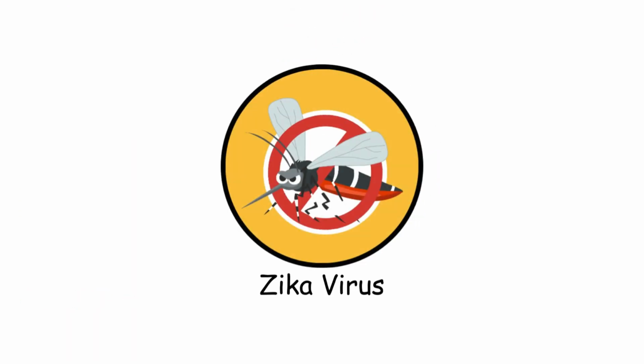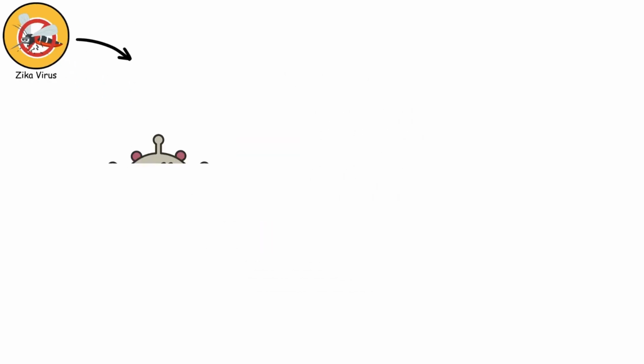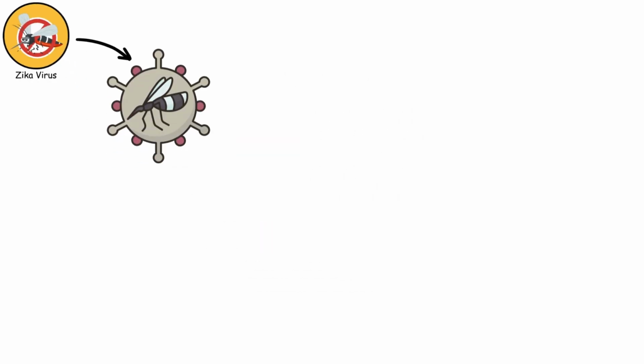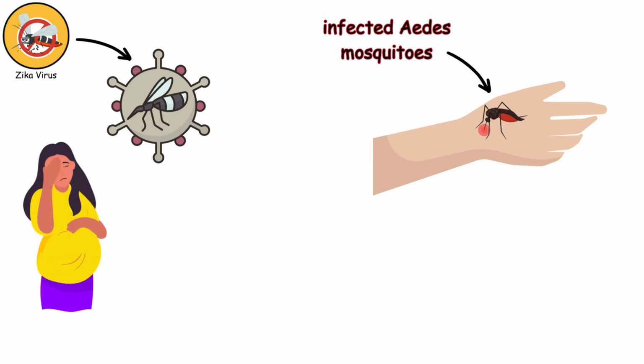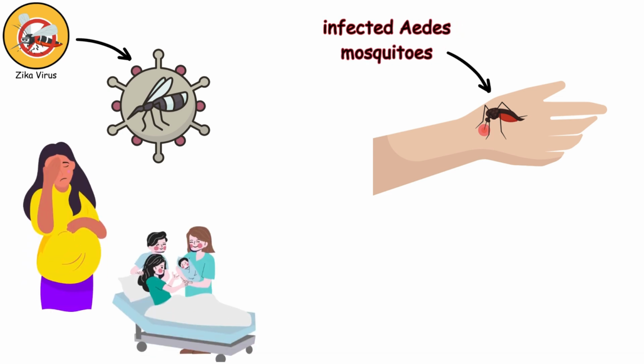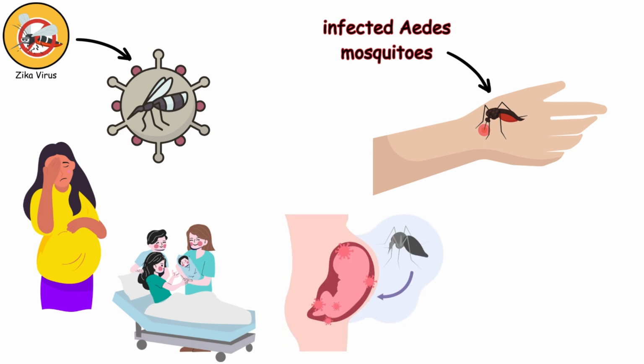Zika virus. Zika virus is a mosquito-borne virus that primarily spreads through the bite of infected Aedes mosquitoes. In pregnant women, Zika virus infection can cause birth defects, including microcephaly in newborns.